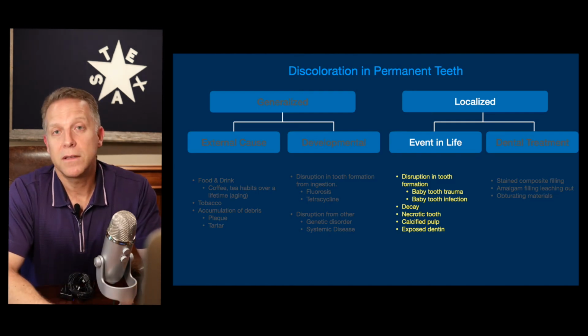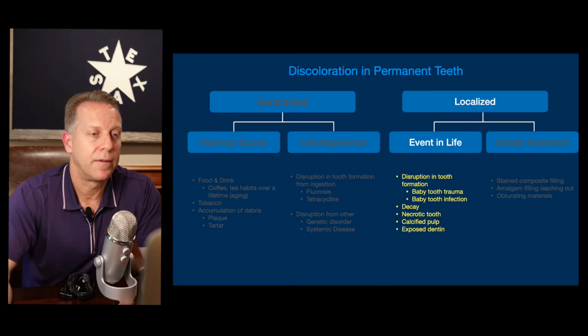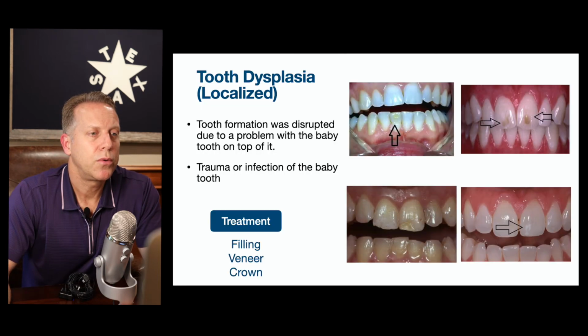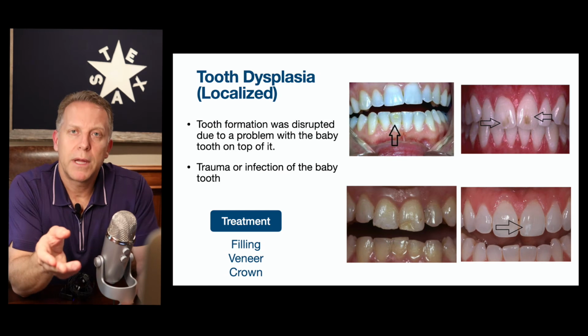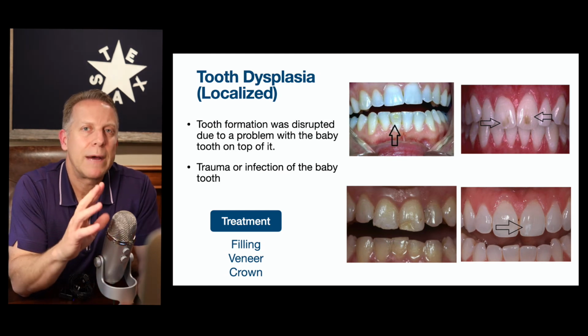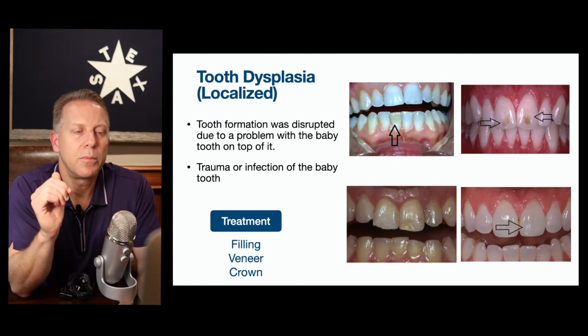And these are events that happen in the patient's life. So let's go to this one. Again, this is tooth dysplasia. Now, I just said tooth dysplasia before, but that was the generalized type. This is going to be more localized.